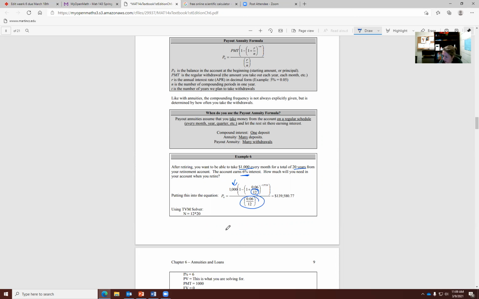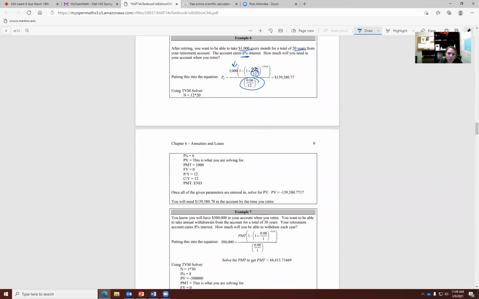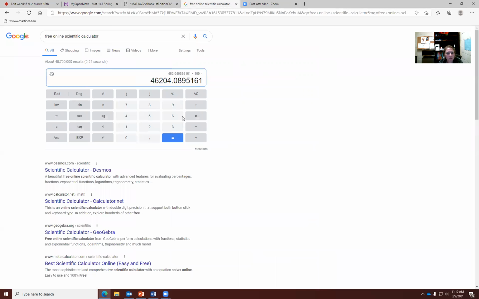All right, so when I put this in the calculator, you need to make sure you do this part first, right? So you have your 1 plus 0.06 divided by 12, and then you're going to raise that to the negative 20 times 12. All right, so let's go over how to put this in the calculator. We're going to do our 0.06 divided by 12 first. And then we add the 1.